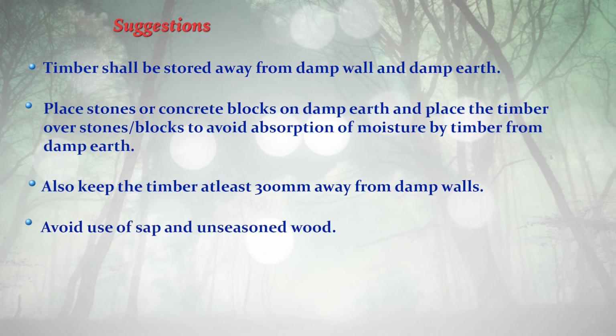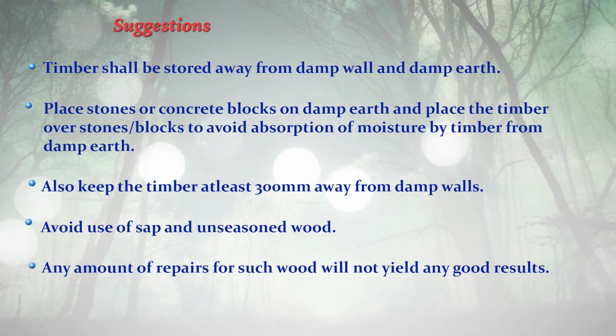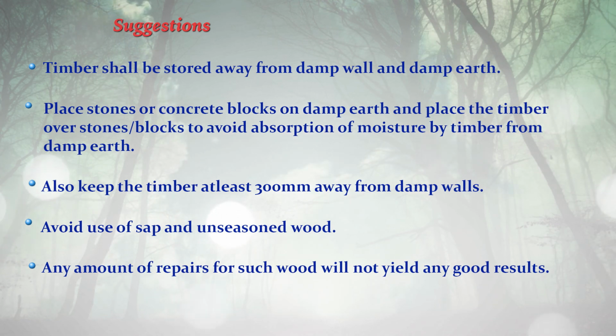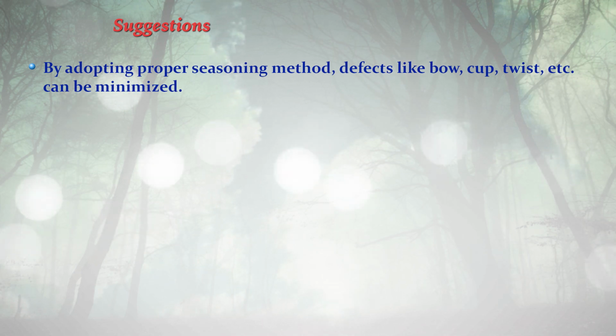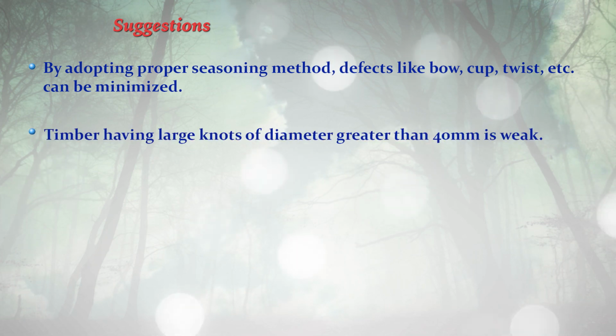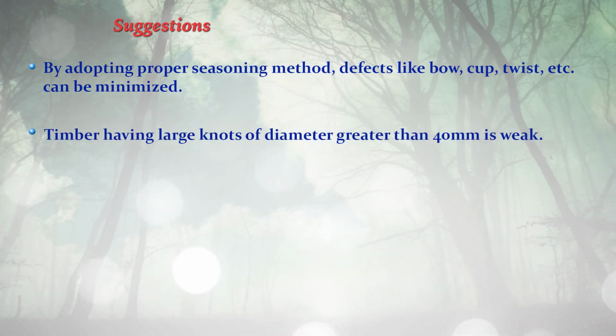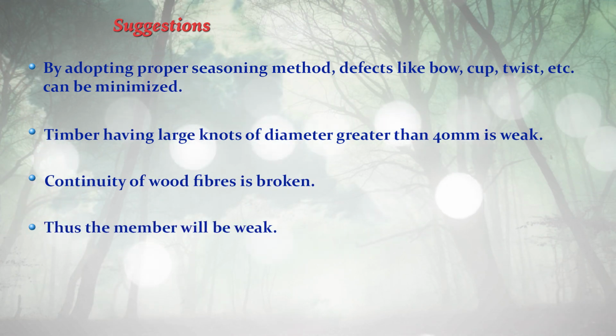Also avoid use of sap and unseasoned wood. Any amount of repairs for such wood will not yield any good result. If you are using such wood, whatever treatment you do, there will be no use. You will not get good results. By adopting proper seasoning method, defects like bow, cup, twist, etc. can be minimized. Timber having large knots of diameter greater than 40 mm, the continuity of wood fiber is broken. Thus, timber will be weak.